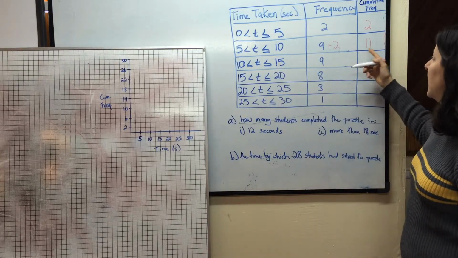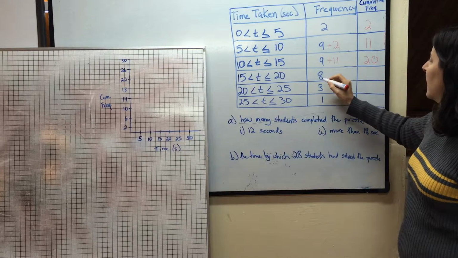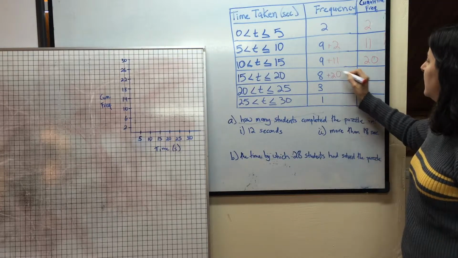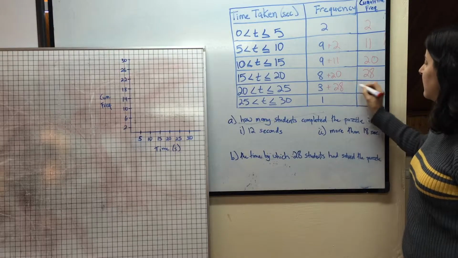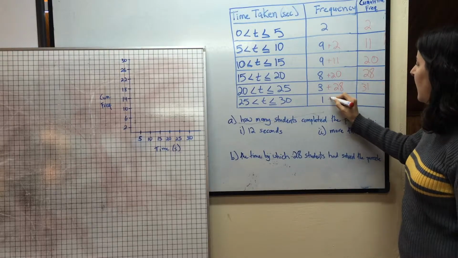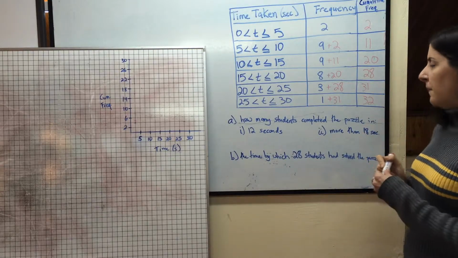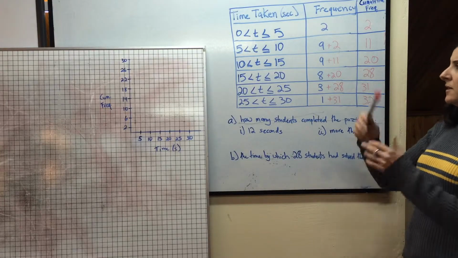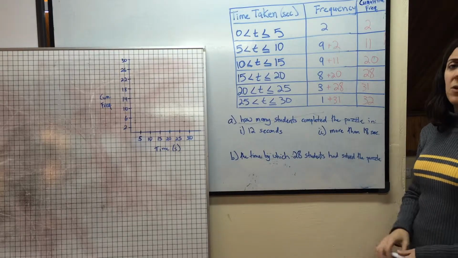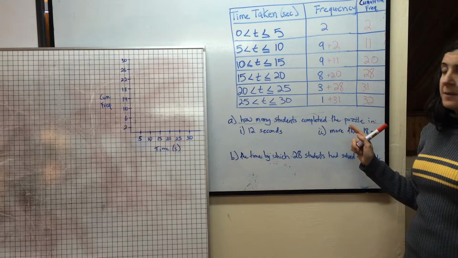So we do the same thing. 9 plus 11 is 20. 8 plus 20 is 28. 28 plus 3 is 31. And 1 plus 31 is 32. This value at the bottom of the table will always tell you how many students, or how many of whatever you're talking about, you have in total. So in this case, we know 32 students solved the puzzle.